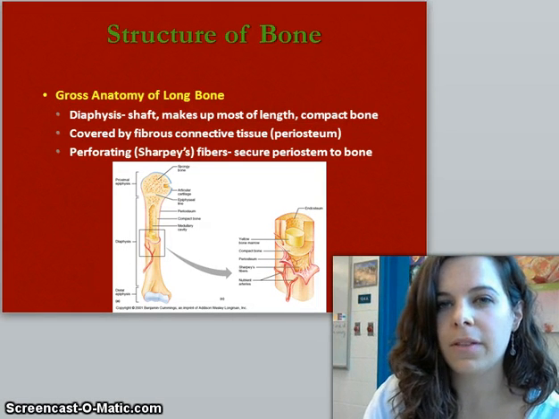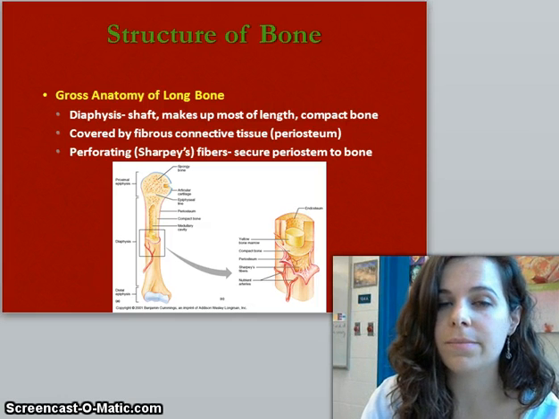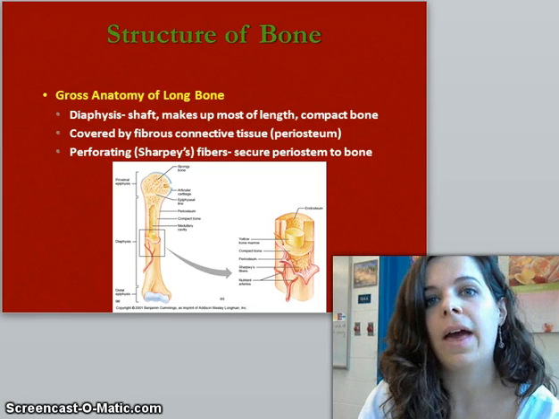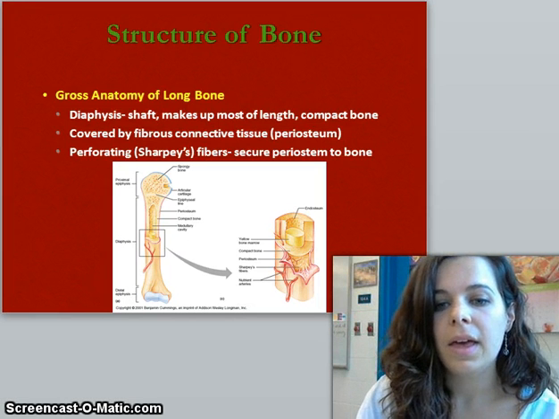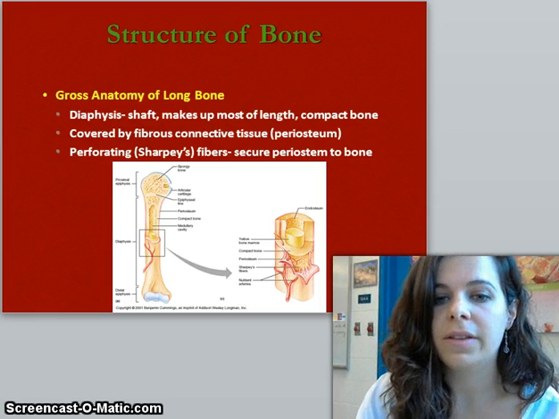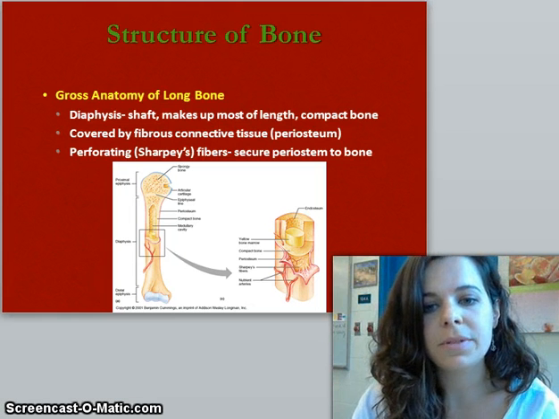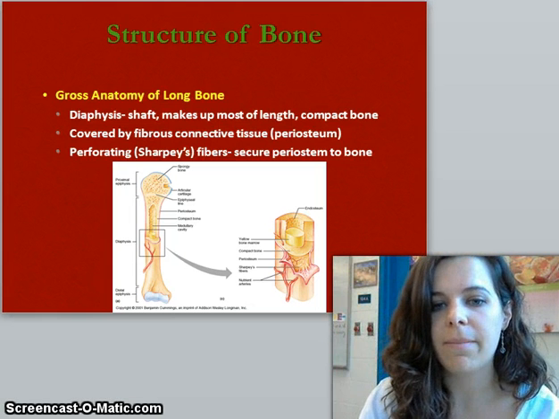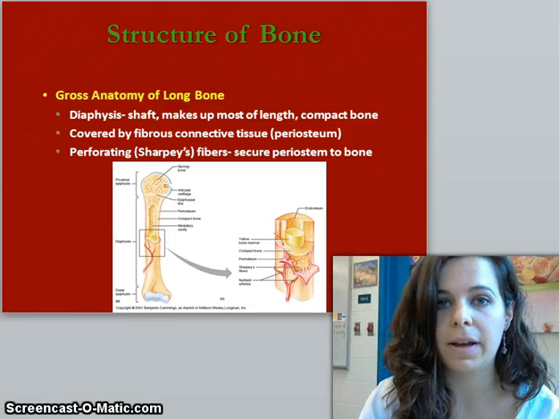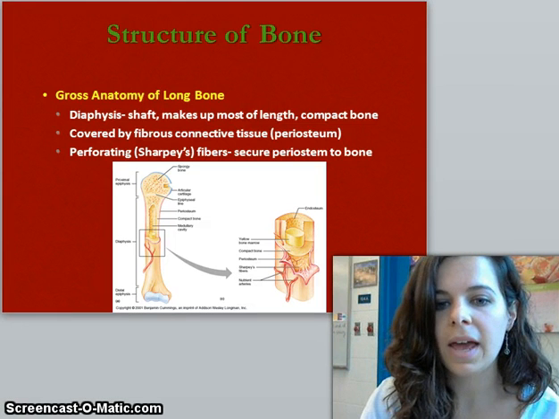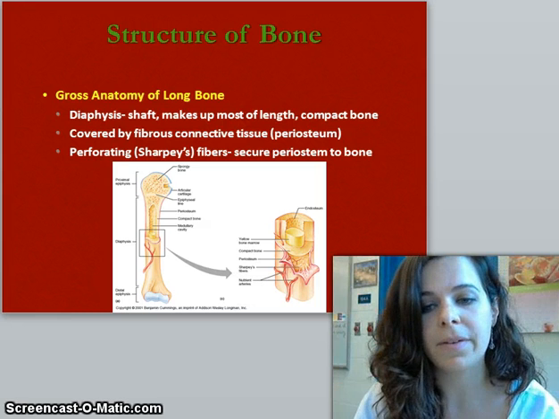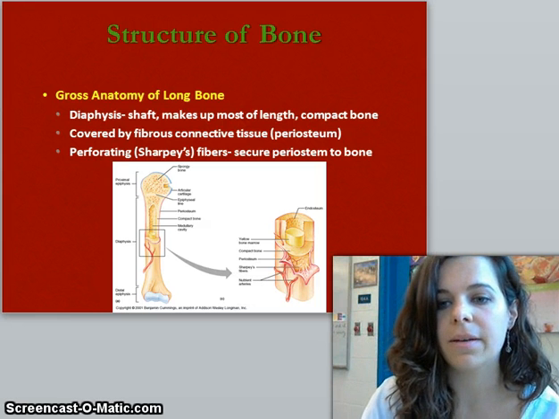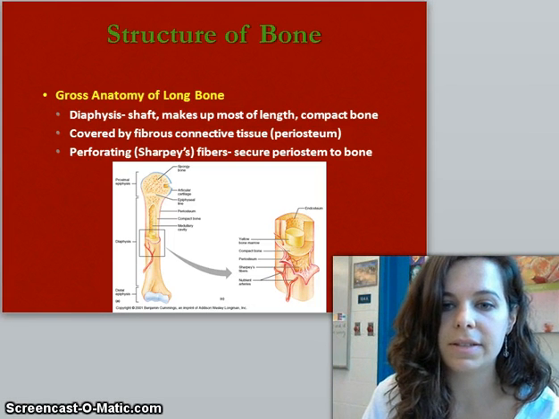The gross anatomy of a long bone, gross anatomy meaning what you can see without using a microscope, is a shaft called the diaphysis, and that's what makes up most of the length of the bone. That's made of compact bone, which is covered by fibrous connective tissue called your periosteum. And then perforating fibers, or Sharpey's fibers, secure that periosteum to the diaphysis.